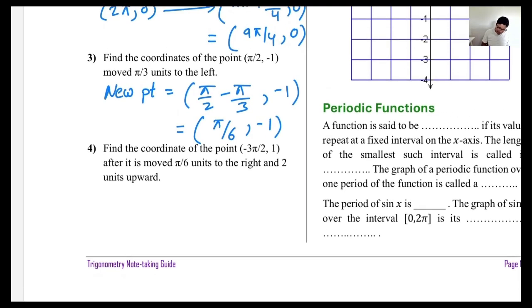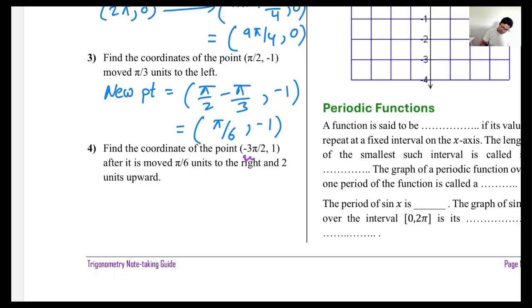Next, find the coordinate of the point negative 3 pi over 2 comma 1 after it is moved pi over 6 units to the right and 2 units upward. So basically, you see we are doing a bunch of similar simple problems, but we just want you to feel comfortable doing these transformations, especially where x and y are not both integers. x is in pi because it represents angle, and we are trying to get used to that, and y will be the values of the trigonometric functions, which are integers.